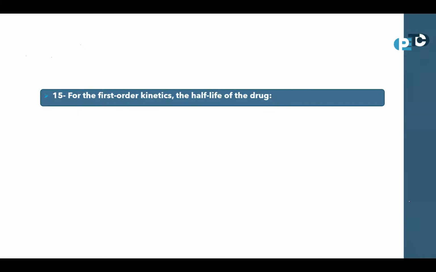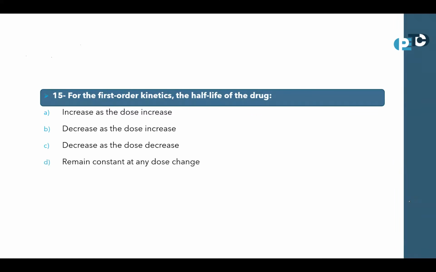For the first order kinetic, the half-life of the drug. This question, please pay attention with me to understand it. Does it increase as the dose increases, decrease as the dose increases, decrease as the dose decreases, or remain constant at any dose change? What is the meaning of first order kinetic? Here, take care. We are not talking about the rate of elimination. Here we are talking about first order kinetics.